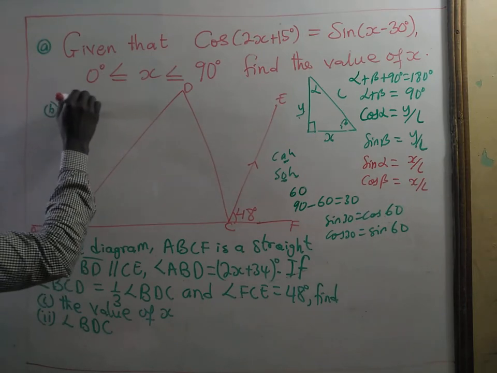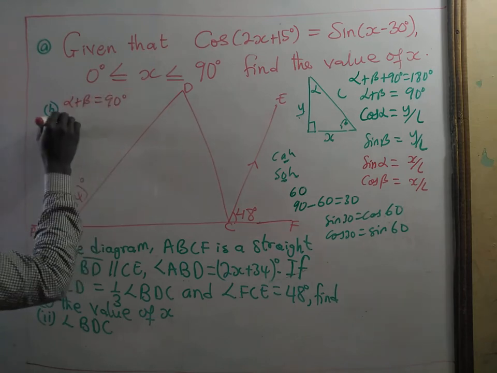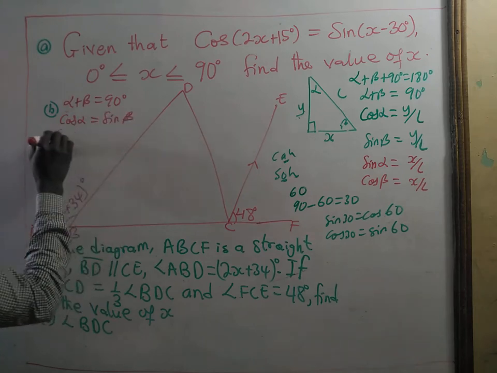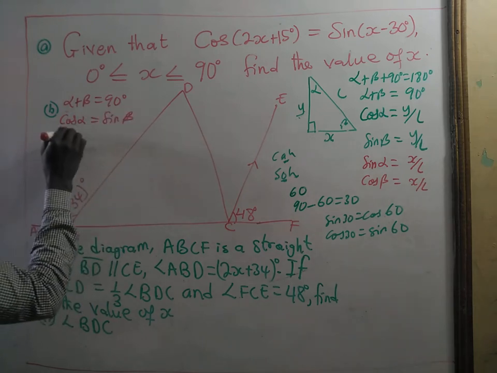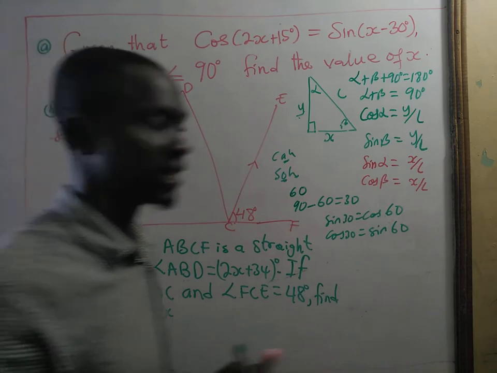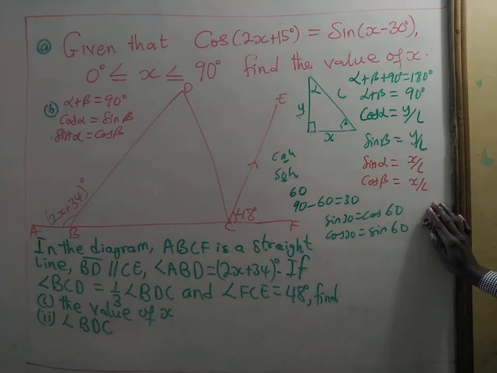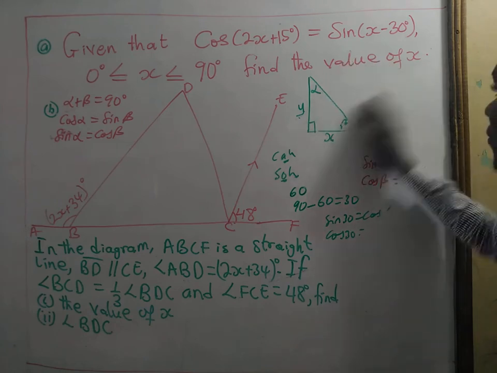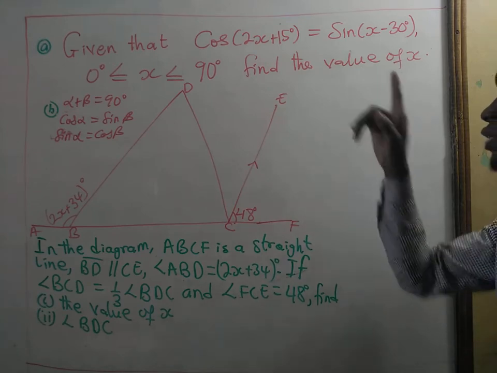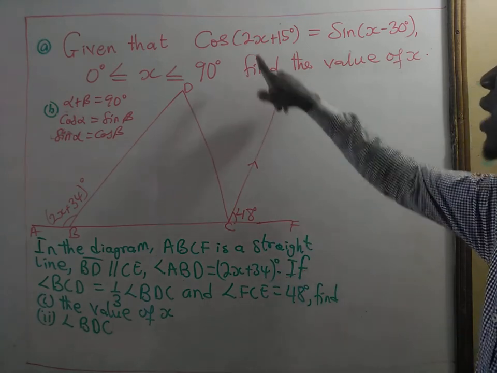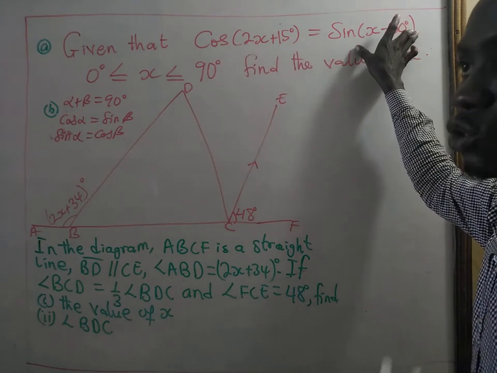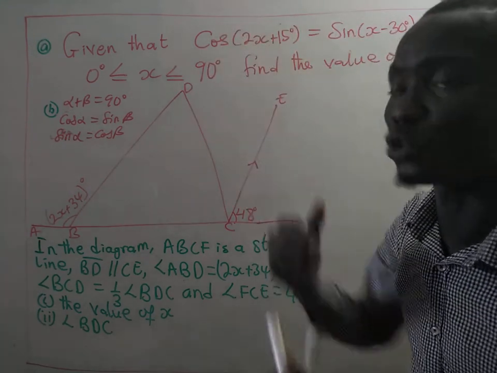If alpha plus beta is equal to 90 degrees, then cosine of alpha is equal to sine of beta, and sine of alpha is equal to cosine of beta. So we are going to use this idea to solve this question. Now, let's go to the main question. Since we have cosine and sine, you take this path to improve your understanding.